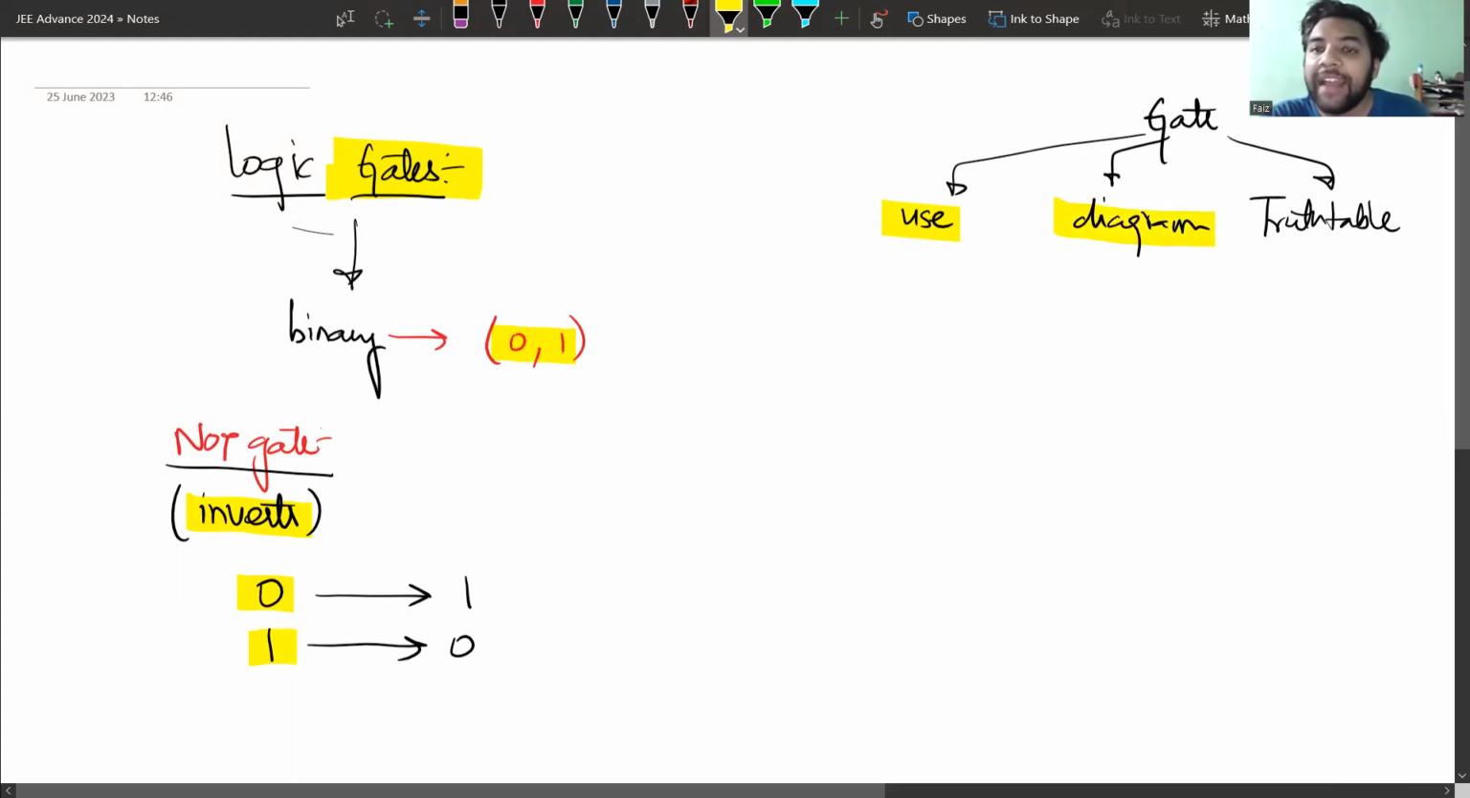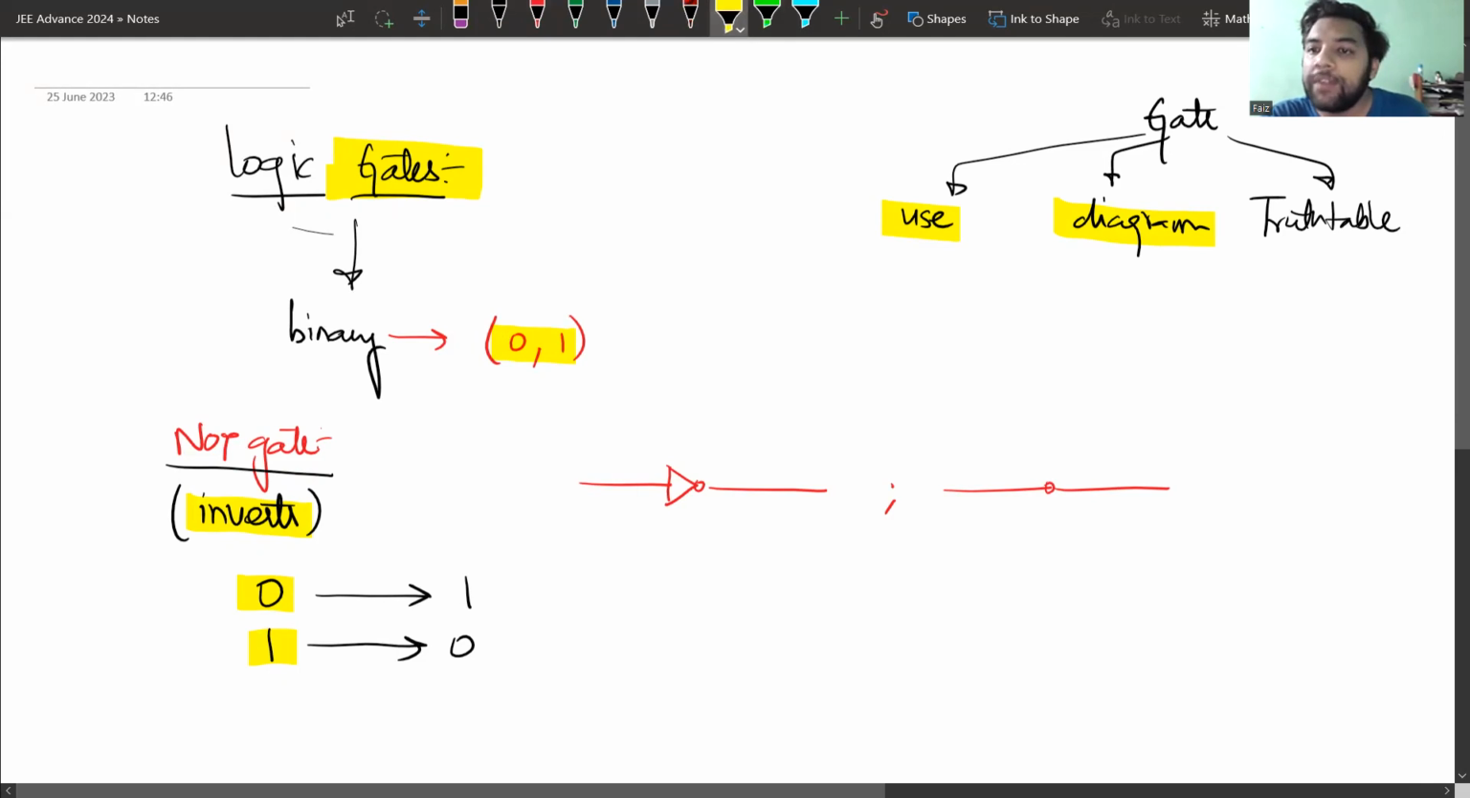Now, what is the diagram? What does the diagram look like? The diagram for the NOT gate looks something like this: a triangle and a circle in front. And if we use this with other gates, we just draw a circle. So hopefully this is clear, right?